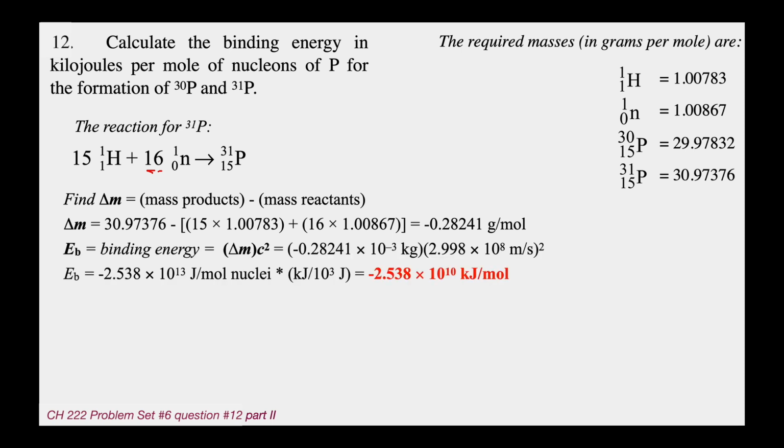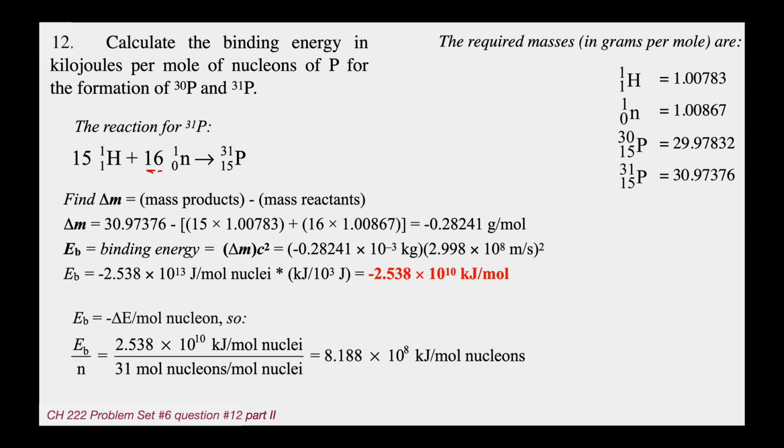We'll turn that change of mass into a change in energy, essentially. It comes out again to be a very, very big negative number. And we can calculate the binding energy per mole of nucleons by taking the opposite of that number and dividing, in this case, by 31. So here's the binding energy per nucleon for phosphorus 31, 8.188 times 10 to the 8th kilojoules per mole of nucleons. And again, all these numbers are good because they justify why phosphorus 31 exists, all right? You get energy out. There's a reason for the protons and neutrons to come together to make phosphorus 31. That's kind of cool. But there's even more.